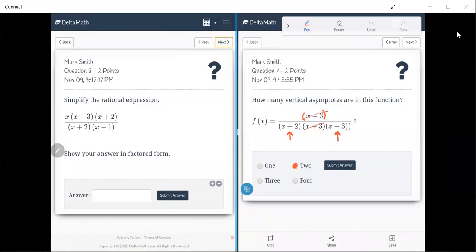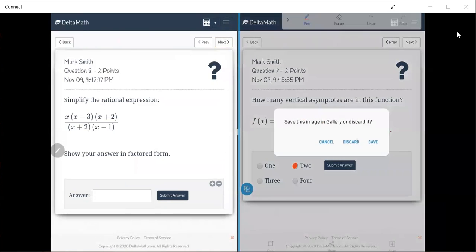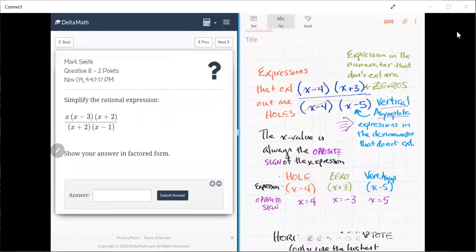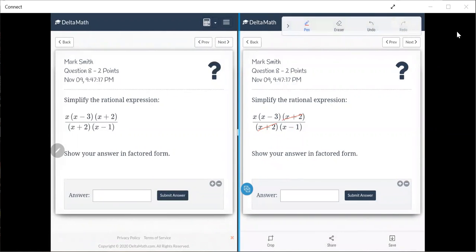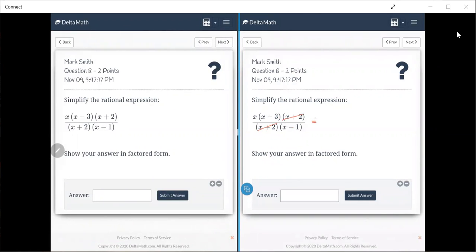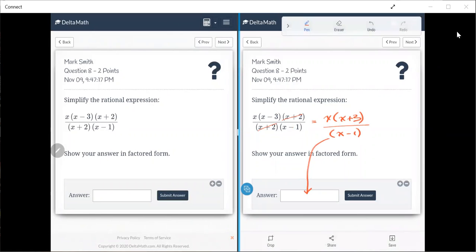All right, simplify this expression. You could put this expression in your Mathway calculator. You can also just do it straight away. It's pretty simple. To simplify, we cancel things out. And the only thing that's going to be left here is x times x plus 3 and x minus 1, and that's what you put into your answer.